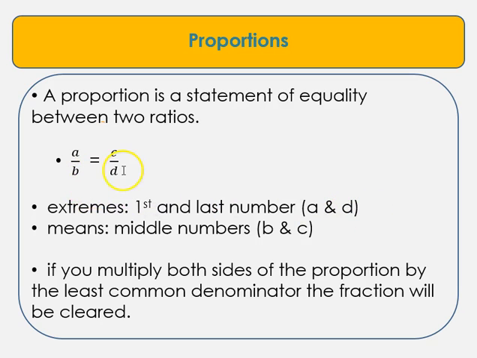Now the numbers that are in between are called the means, and you probably don't remember all of this from Algebra 1, but the means are the middle numbers, and that would be B and C.